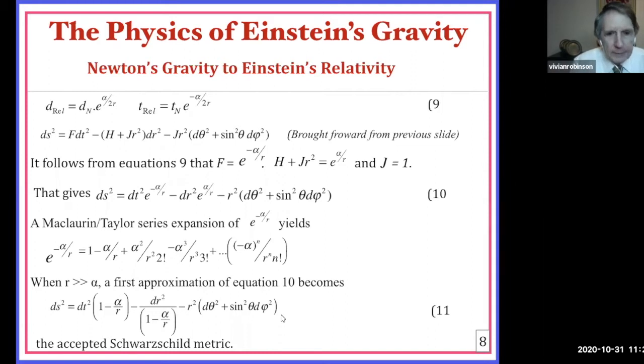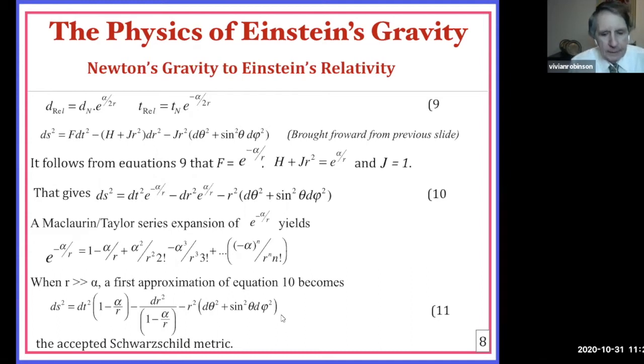Equation 11, this equation is one of the accepted Schwarzschild metrics. While that math may look complicated, it's nothing more than a lookup equation in some calculus text. Equations 10 and 11 show that the two approaches are similar. At r much, much greater than alpha, the only regions where they have been experimentally tested, they are indistinguishable.